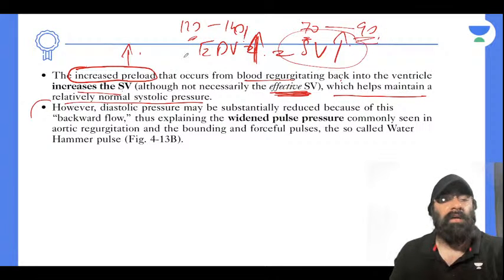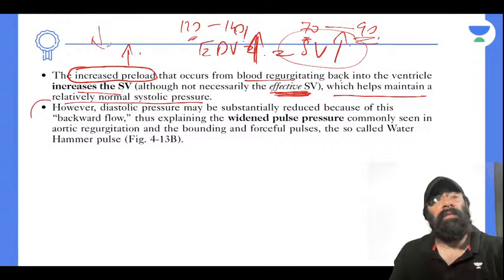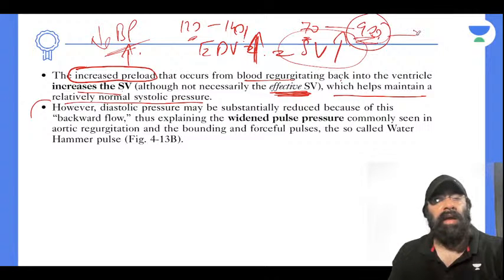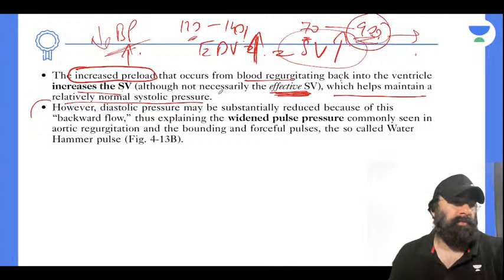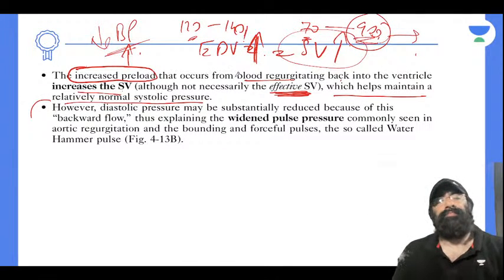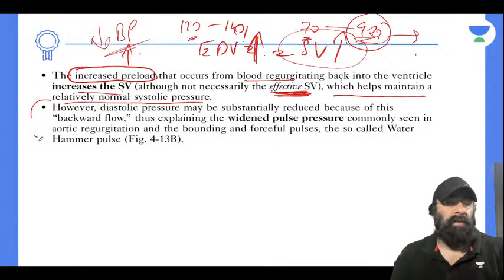नहीं तो क्या हो जाएगा? नहीं तो अगर वो 50-50 चलेगा जो पीछे दिखाया था, so there will be drop in the blood pressure. But here what happens? Stroke volume increases, and this particular mechanism maintains the systolic blood pressure. Okay, then diastolic blood pressure can be substantially reduced because of the backward flow.